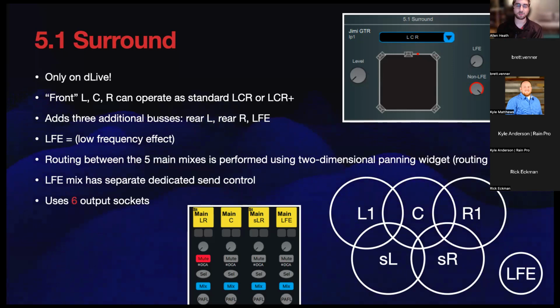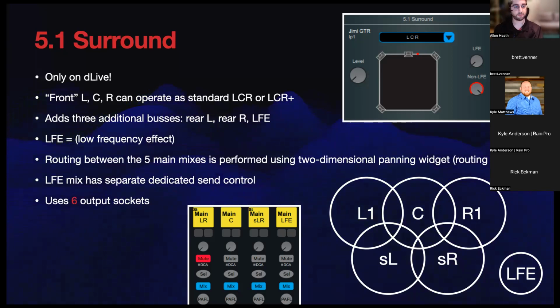The .1 in 5.1 surround used to stand for 100 Hertz because there was a crossover at 100 Hertz that would feed the LFE. That's not really the case with dLive. You have more flexibility in that regard. You can manually send things to the LFE as you need. So it's not exactly 5.1, but in spirit it's still 5.1 because it uses the same amount of channels and it's the same idea.